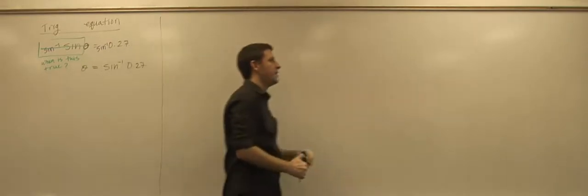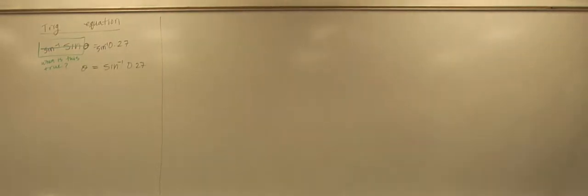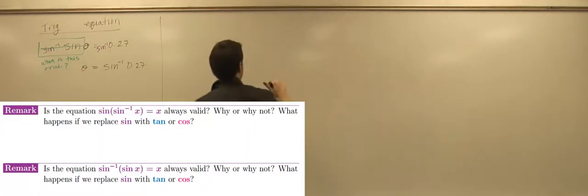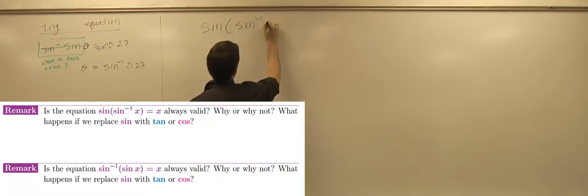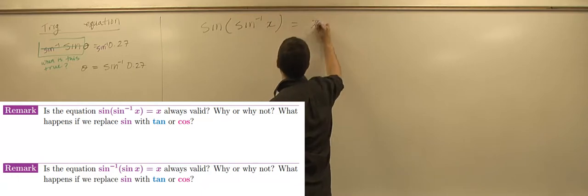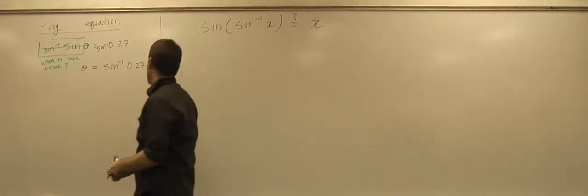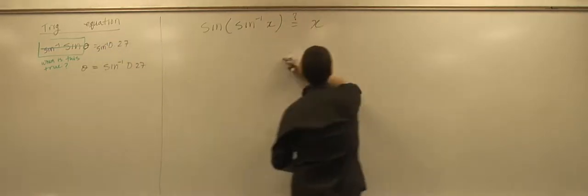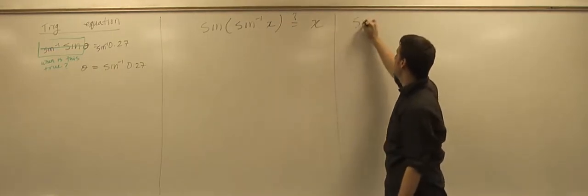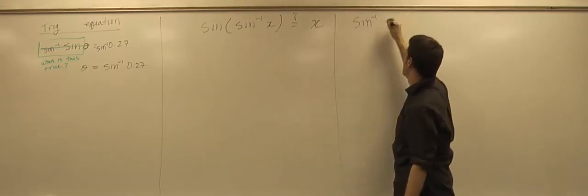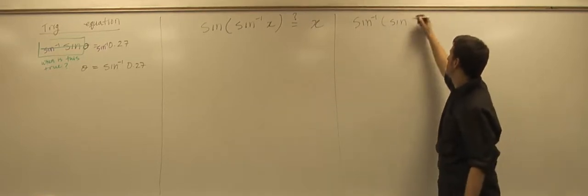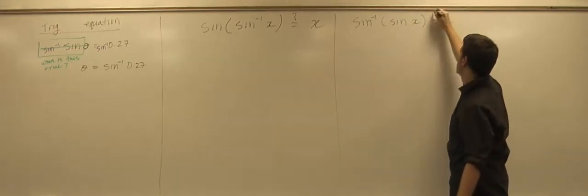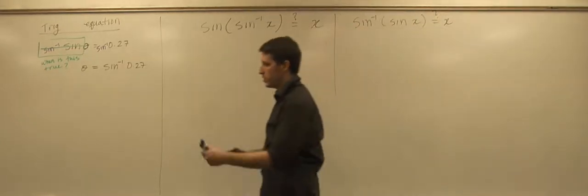So first we talk about what happens if you mix the same two trig functions, but one inverse and one not. The question under the remark is, does sine of sine inverse of x always equal x? Is this always true? This is the big question, at least for the moment. And does sine inverse of sine of x always equal x? If I change the order, is it always equal?